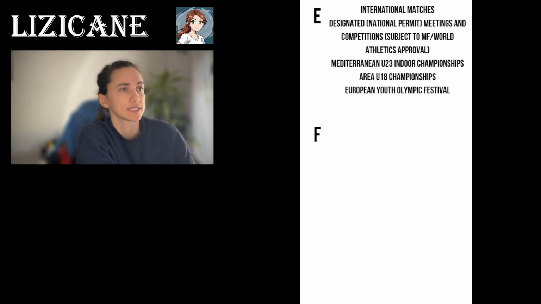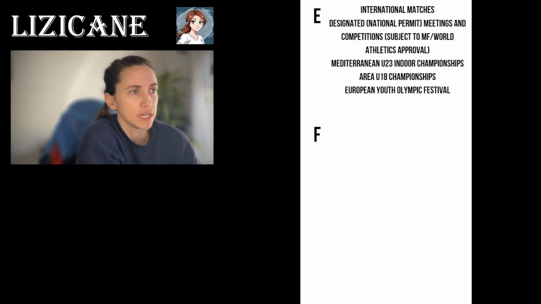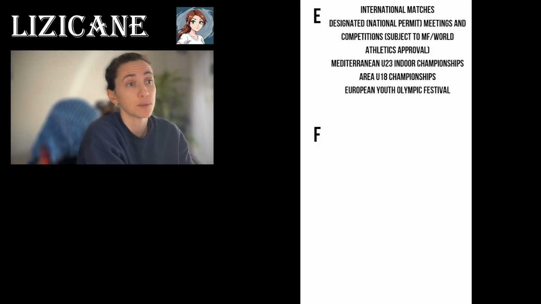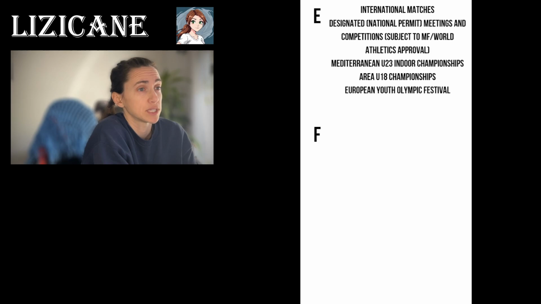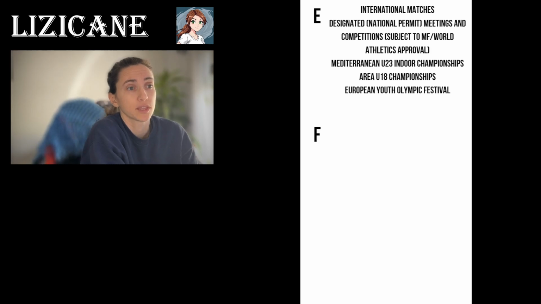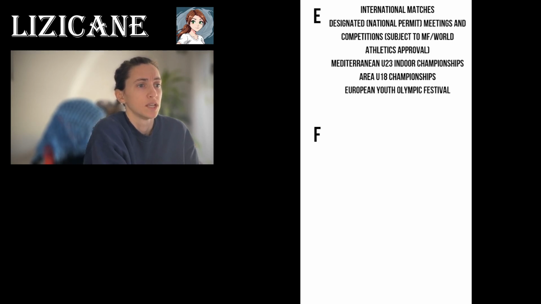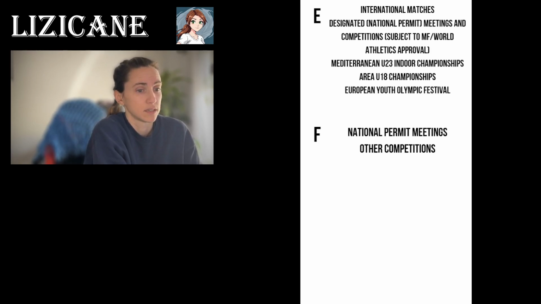All right, so next up we have E. So we've got international matches, designated national permit meetings, and competitions subject to World Athletics approval. We've got Mediterranean under 23 indoor championships. We've got area under 18 championships and European Youth Olympic Festival. Those last three categories are all not open, right? Those are age discriminatory meets. So those are impossible for someone like me to get in.